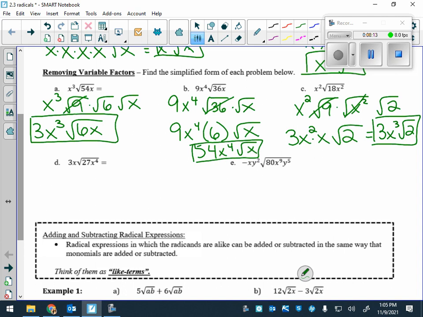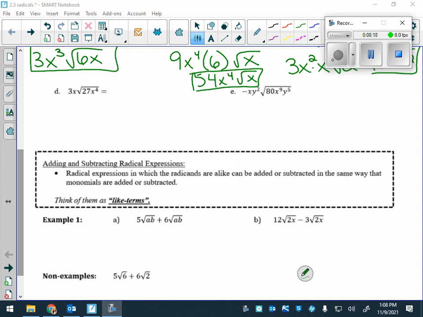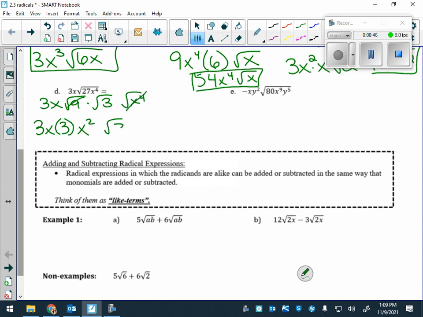Okay. I want you guys to try D and E if you haven't done so yet. Okay. Let's go through this. In D, what do we have for an answer? Brayden. Perfect. Good. You have 3x already on the outside. Square root of 9, 3. x to the 4th. Square root of 9 is 3. x to the 4th is x squared. Left with root 3. And you multiply. 9x cubed, root 3. Perfect.